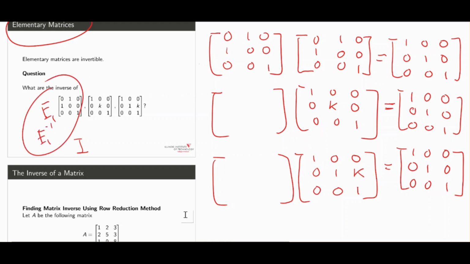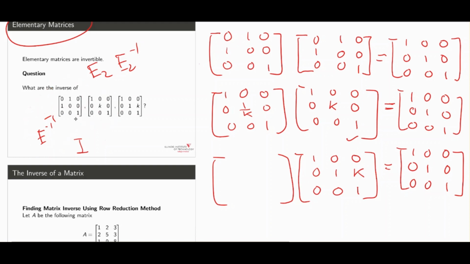Okay? All right, cool. So right now, what's the inverse of this? Well, as you can see from our previous discussions, we just need to undo that operation. So we have that. You can see pretty easily that this multiplied by this matrix will give you the identity matrix. Therefore, the inverse of this matrix, let's call this E2, is going to be everything the same, but right here, instead of k, you have 1 over k.